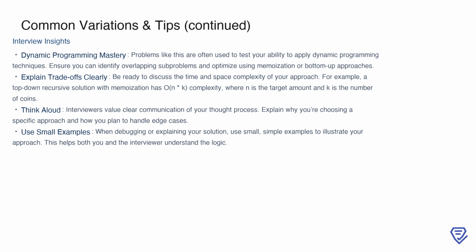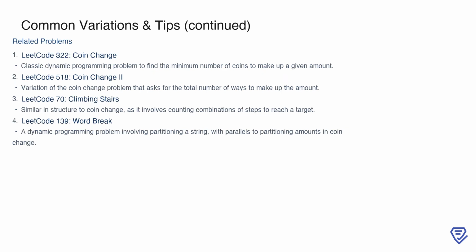This problem is part of a broader category of dynamic programming challenges, and understanding related problems can deepen your knowledge. For example, LeetCode 322, the classic coin change problem, focuses on finding the minimum number of coins to make a given amount. Its variation, LeetCode 518, asks for the total number of ways to make up the amount, which shifts the focus to counting combinations.